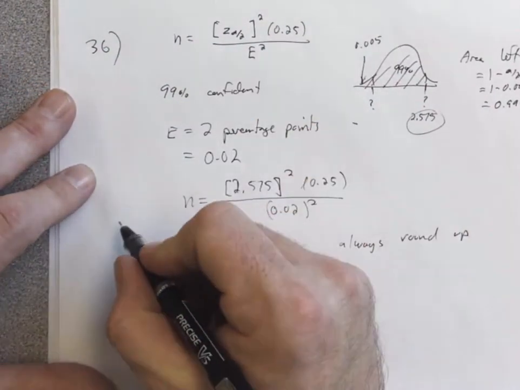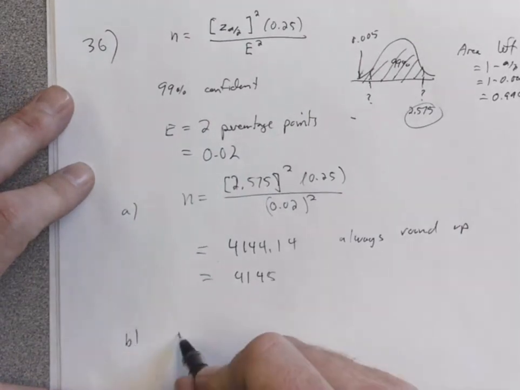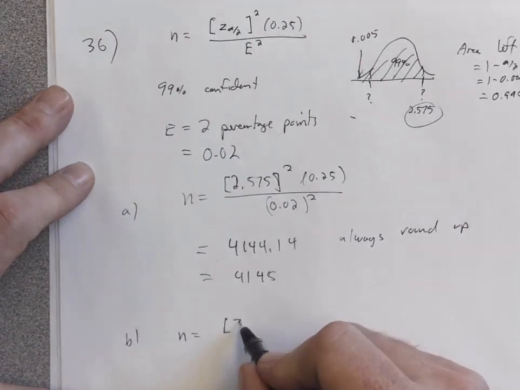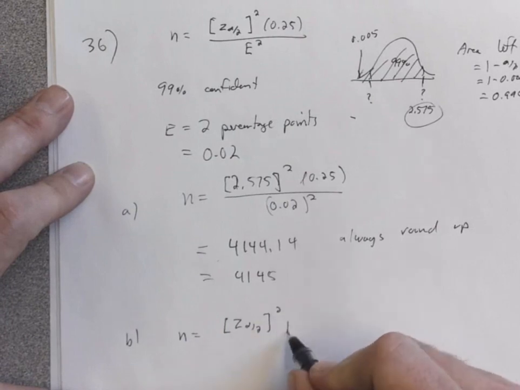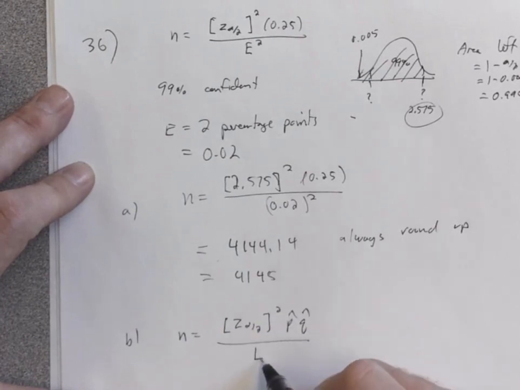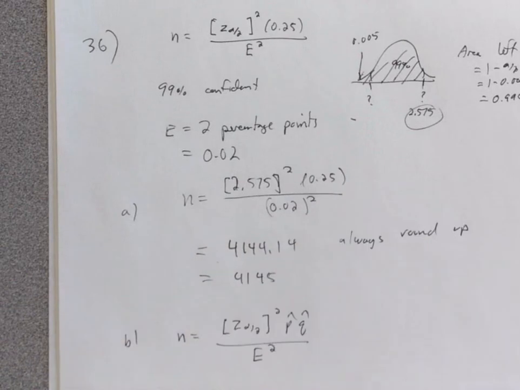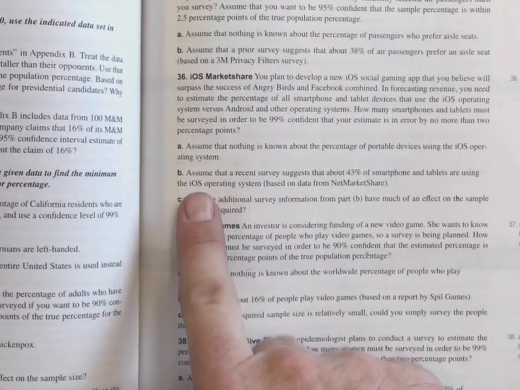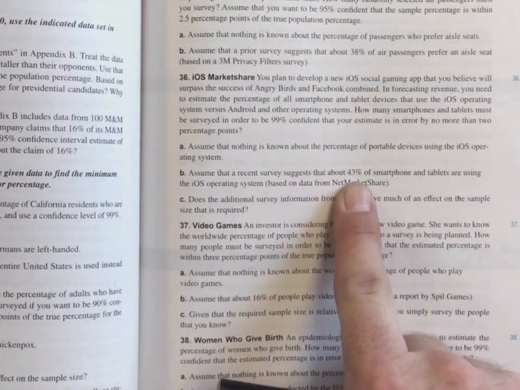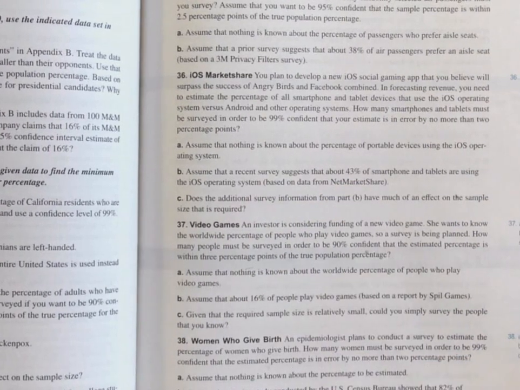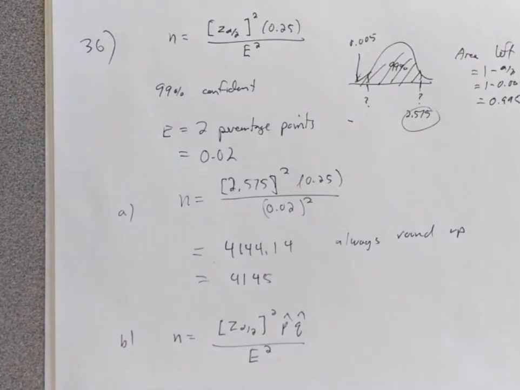Okay, so that was letter A. Letter B, n is equal to z alpha over 2 squared times p hat times q hat all over e squared. So what's nice is if you actually know something about the population proportion, you don't need as many people. So this number is going to get smaller, okay? So for number 36, they say, assume in a recent survey we know about 43% of smartphones and tablets are actually using iOS. So they're saying about 43% are Apple, right?